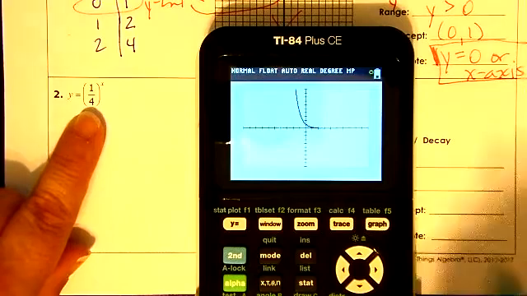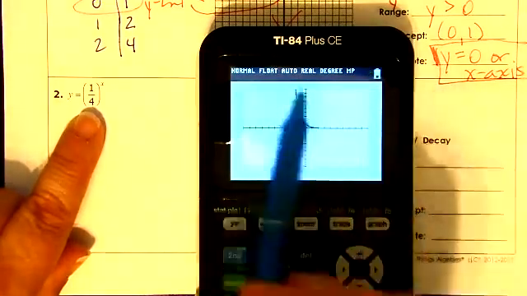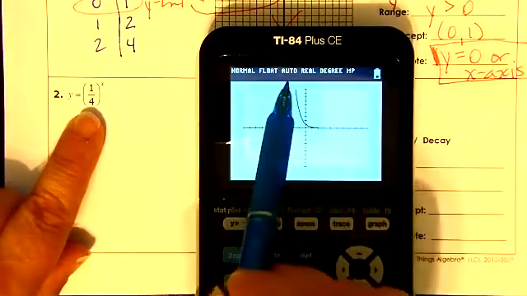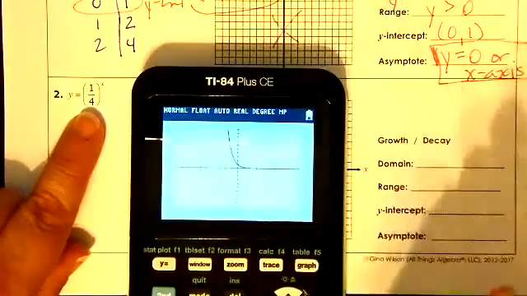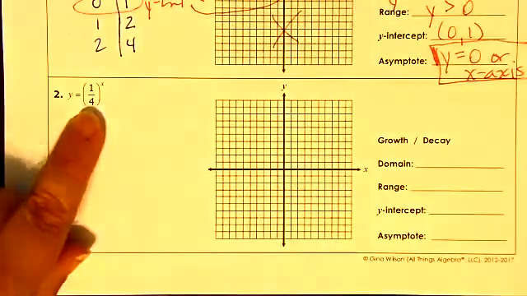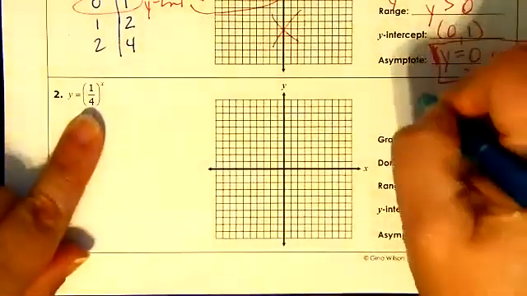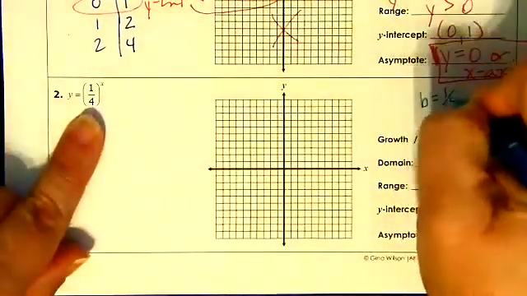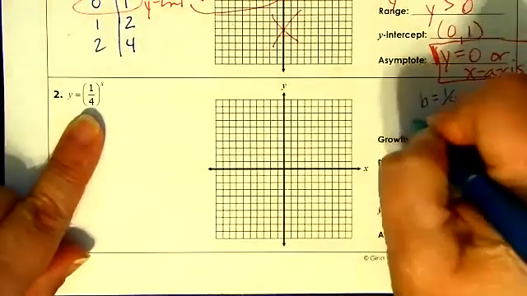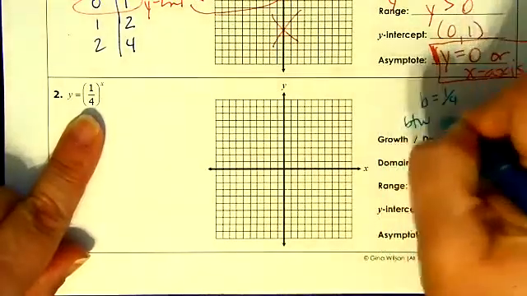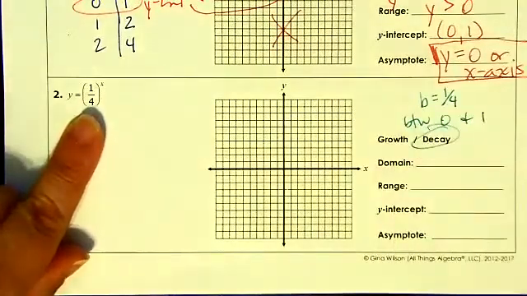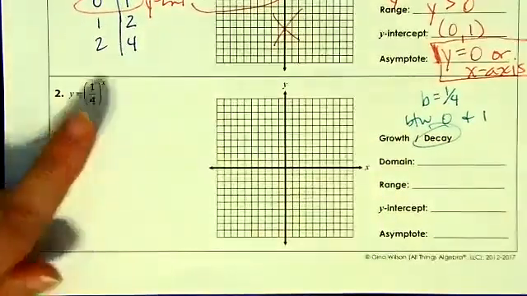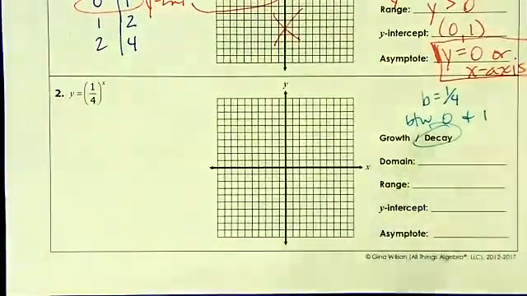So I'm looking at this. Notice it looks like it's going down. So it's going down, so that should make me think, okay, I'm decreasing, I'm going down, so it should be a decay. That's my first thought. The way we can confirm this is the B is 1/4. That is between 0 and 1, which is supposed to be decay. So we just confirmed that with what our thoughts are.